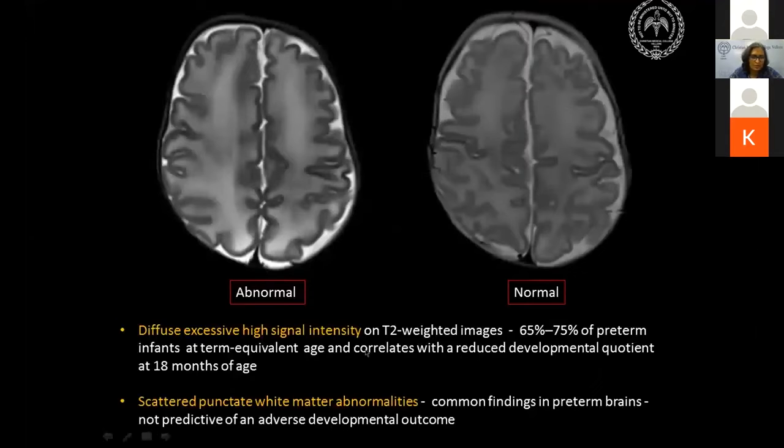Again, these two images, this first one is abnormal and the second one is normal. Both are T2-weighted scans. So over here, we can see that there is a diffuse excessive high signal intensity on T2-weighted images. This can occur in about 65 to 75% of preterm infants at term equivalent gestational age, and this is known to correlate with reduced developmental quotient at 18 months of age. Scattered punctate white matter abnormalities have also been described. These are common findings in preterm brains, but this is not known to be predictive of an adverse developmental outcome.